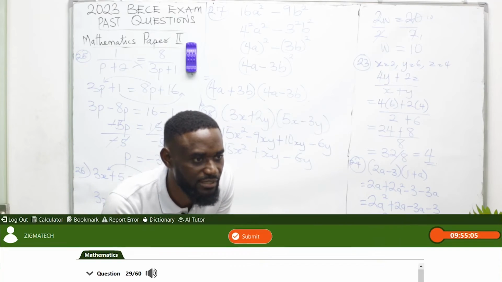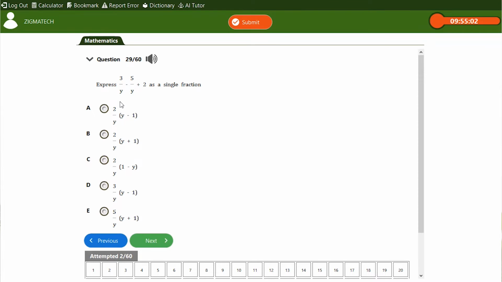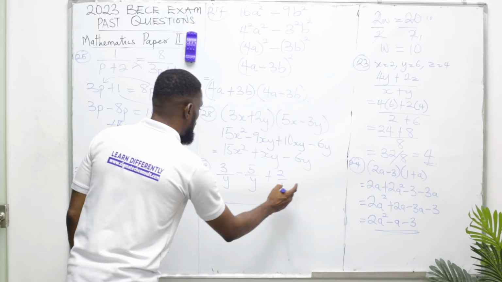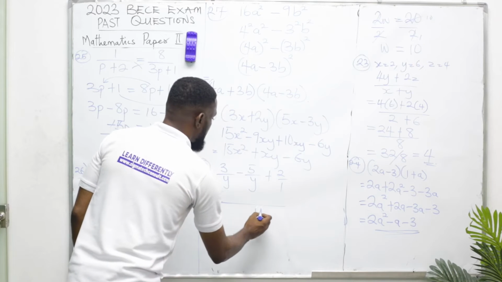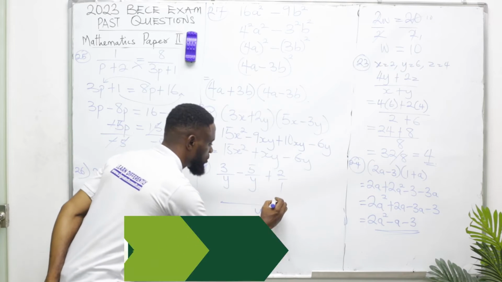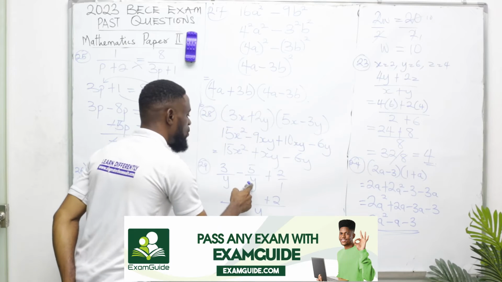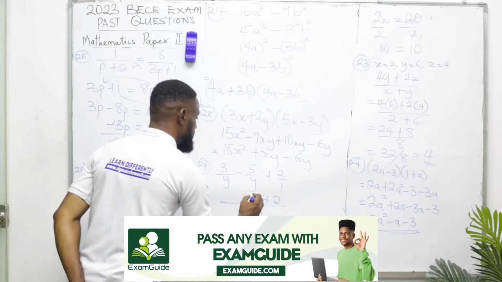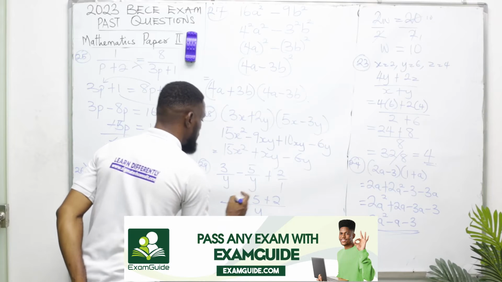All right, so let's look at 29. 29 says, express 3 over y minus 5 over y plus 2. This 2 is also over 1, okay? So let's look for the LCM of y and 1, which is y. 1 divided by y is y. y times 2 is 2y. Plus y divided by y is 1, times 5 is 5, right? Minus comes here.